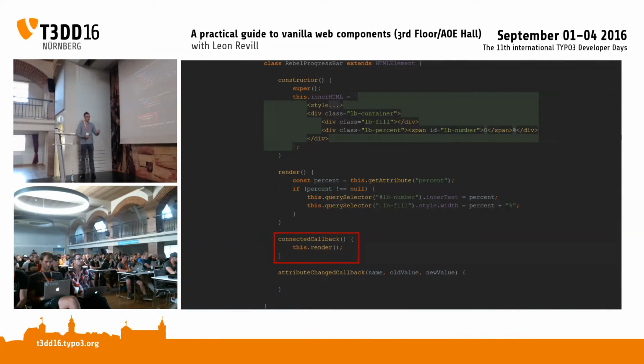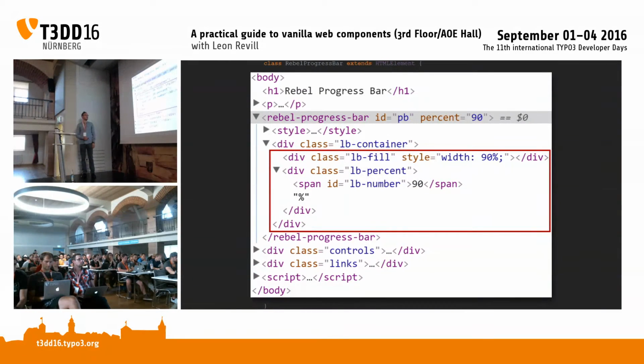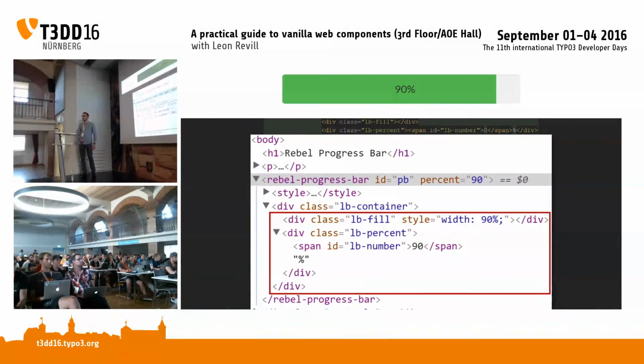Now, as we said, we want that to actually happen when the element is first added to the DOM. So we can do that by calling the render method from the connected callback, remembering that the connected callback is executed when our DOM element is added to the DOM. Now, when we render that in the browser, it's going to look like this. When it gets added to the DOM, it's going to call that render method, which is going to get the value from this attribute. It's going to set the text of that element there and also change the width of the fill element. So now it starts to look a little bit more like a progress bar.